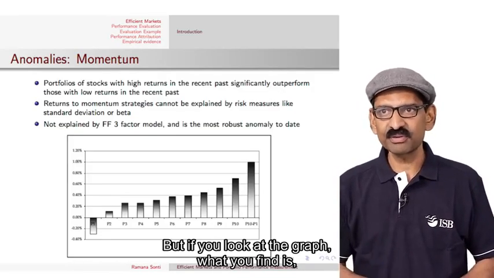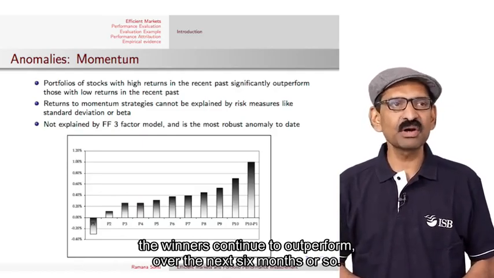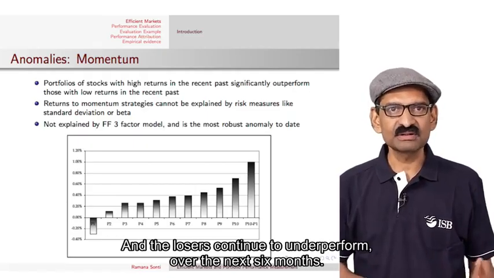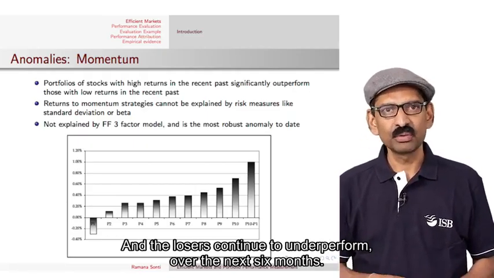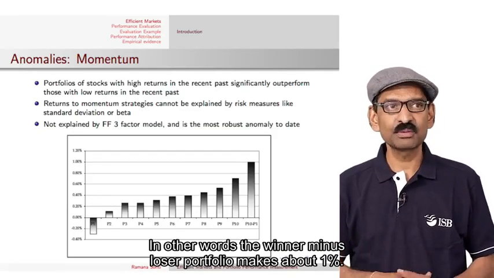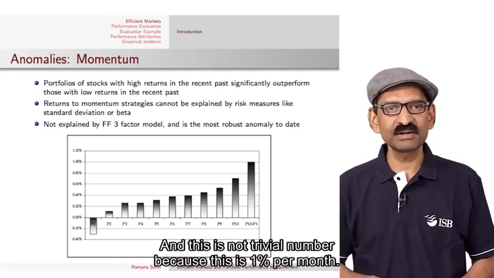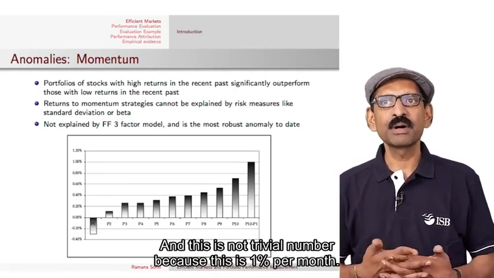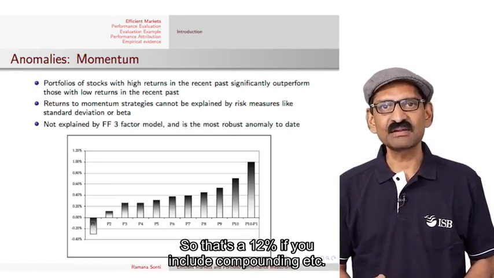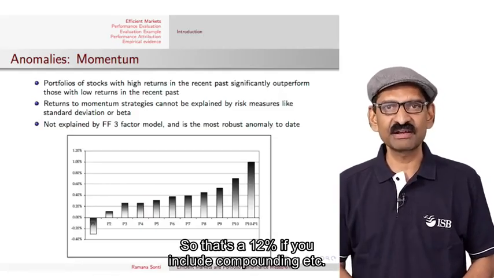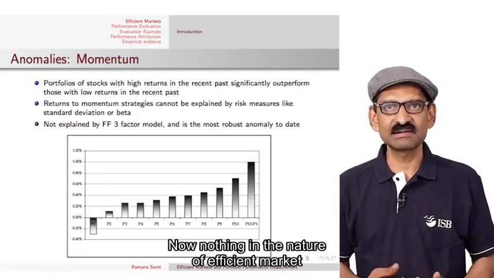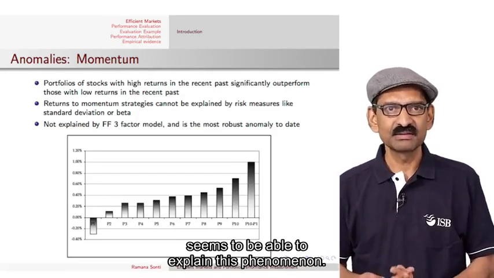But if you look at the graph, what you find is that the winners continue to outperform over the next 6 months or so, and the losers continue to underperform over the next 6 months or so. In other words, the winner minus loser portfolio makes about 1%. This is not a trivial number, because this is 1% per month. So 1% per month for free, essentially. That's upwards of 12% if you include compounding. Nothing in the nature of efficient markets seems to be able to explain this phenomenon.